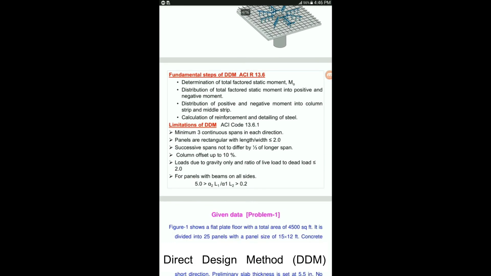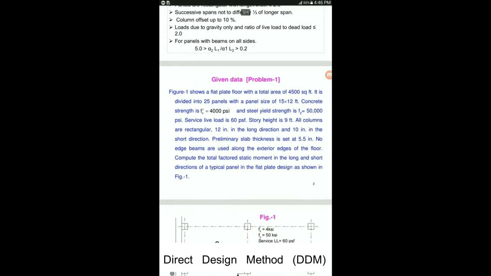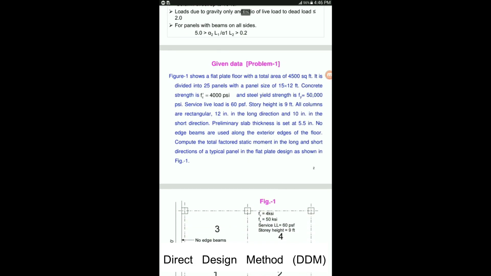These are the same steps which we have already discussed while designing a conventional slab beam system using the direct design method. Next we have the limitations. This is a critical statement for this flat plate slab system. We have a total area of 4500 square feet, which has been divided into 25 panels as discussed previously. The panel sizes are 15 by 12 feet. Concrete strength is given, the steel yield strength is 50,000 psi. Service live load is 60 psf. This will be required in order to calculate the total factored static moments.